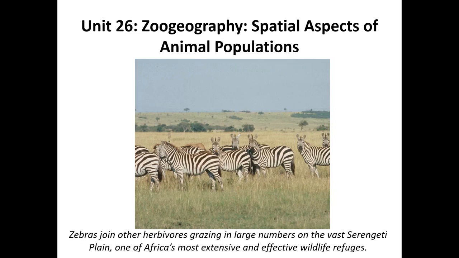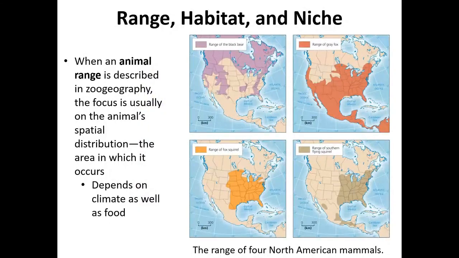Finally, zoogeography, the spatial aspects of animal populations. We kind of talked about the distribution of plants before. Now we'll talk about the distribution of animals. Zebras are herbivores that are in this picture eating some of the grasslands they have in the Serengeti and parts of Africa. Those would be tropical wet-dry savannas. Lots of herd animals live in these warm, relatively wet grasslands that they have in Africa and parts of South America. And the book talks about an animal's habitat, range, and niche.